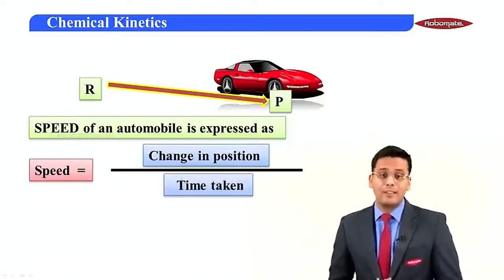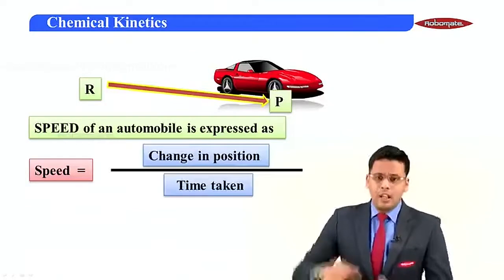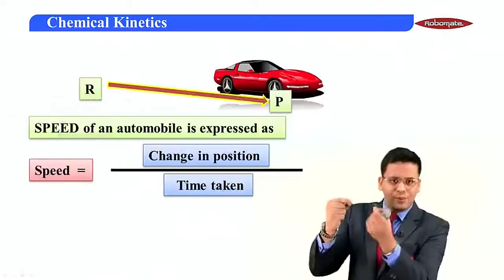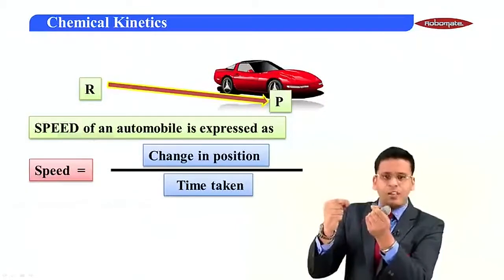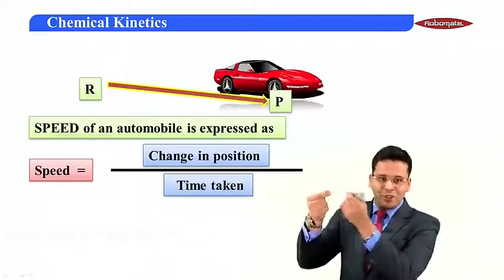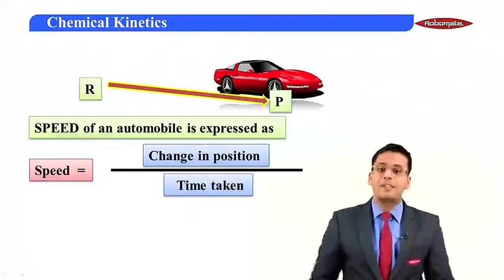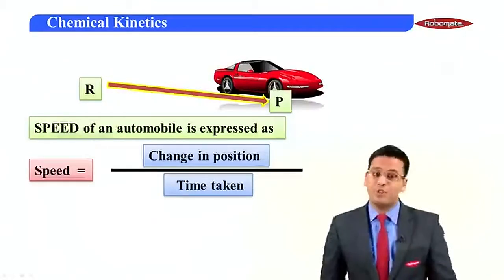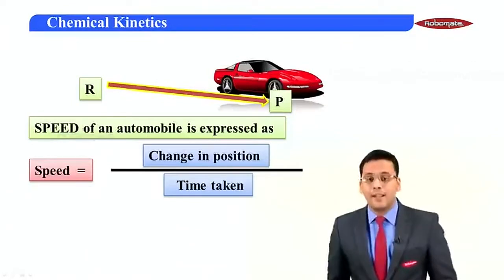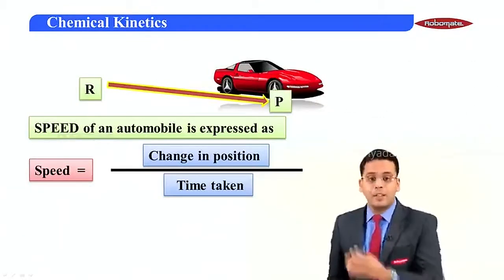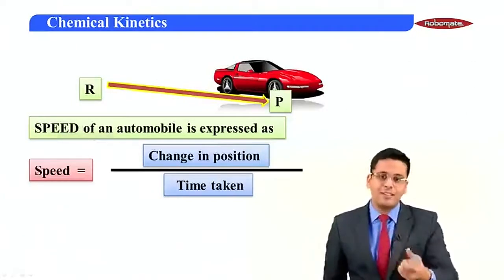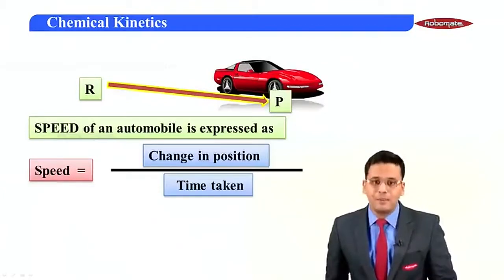The reason I can say this is that if the position change is small, that means the distance covered is small. And if the change in position is far too much, that means the distance covered is also large. So I can say that speed is nothing but change in position, that is distance, upon time taken.